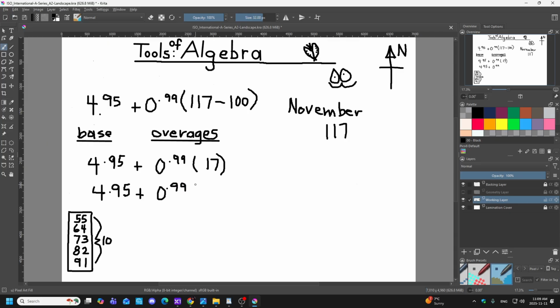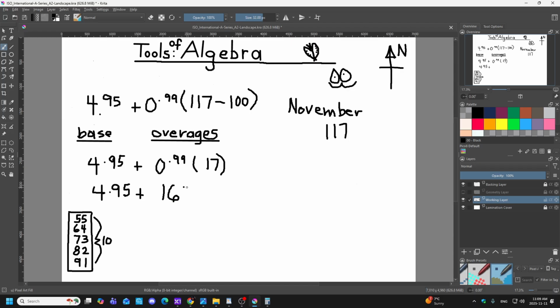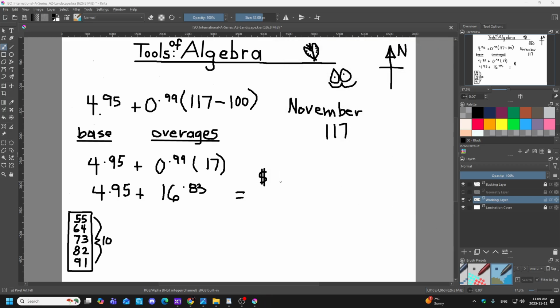Okay, and oh, stop there. Let's quickly multiply that. 0.99 multiplied by 17 gives us 16.83. So her bill for the month of November is going to equal a total of, plus the base cost. That's a guaranteed minimum. $21.78.